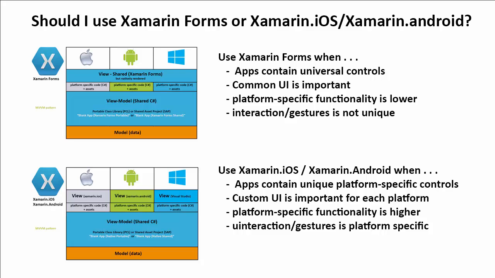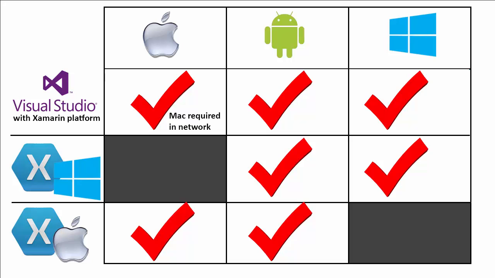And if there's not a lot of platform-specific functionality, I would use Xamarin Forms. I would use Xamarin.iOS and Xamarin.Android when that platform-specific functionality is higher, and there's interaction and gestures that are platform-specific. Each of these platforms is going to have its own culture and its own navigation procedures and its own gestures. Now, when you install these, there are a couple of things you need to be aware of.